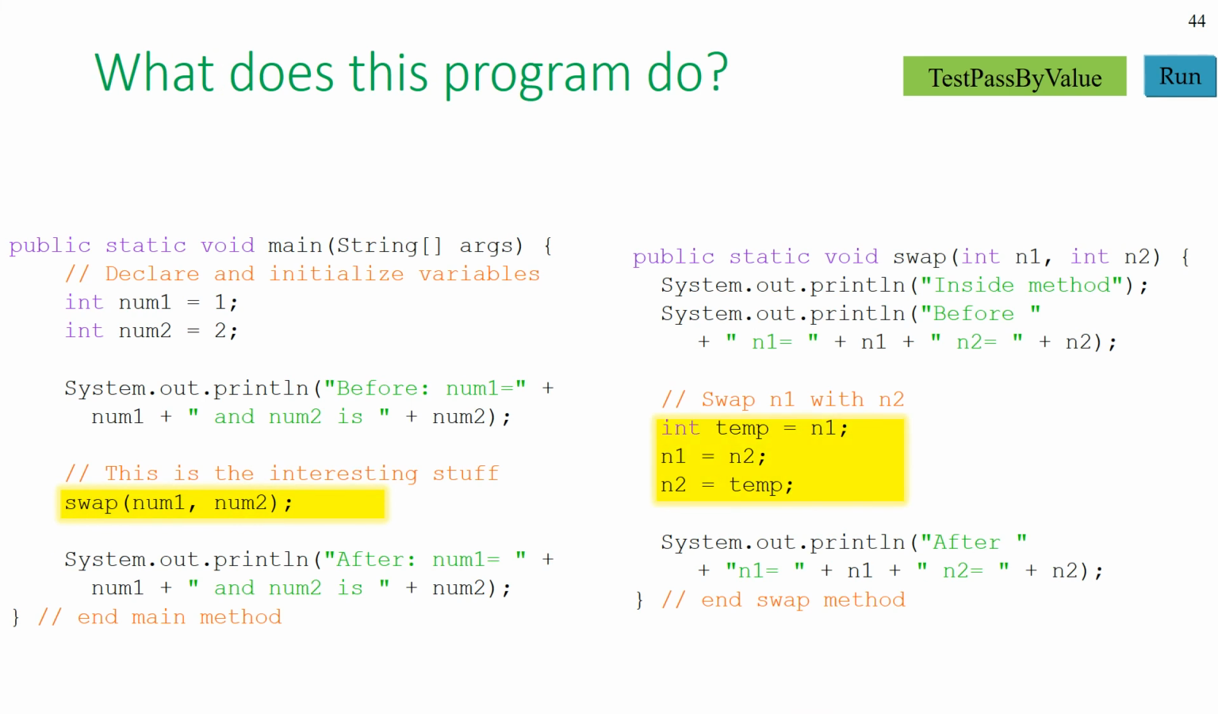What does this program do? Well, it's kind of the same thing here, but it's the classical example, so I'm going to run through it real quick so that you get exposed to it. We want to write a swap method.